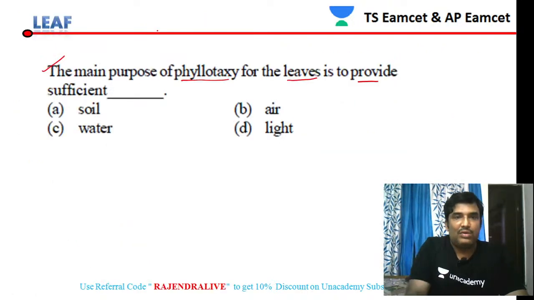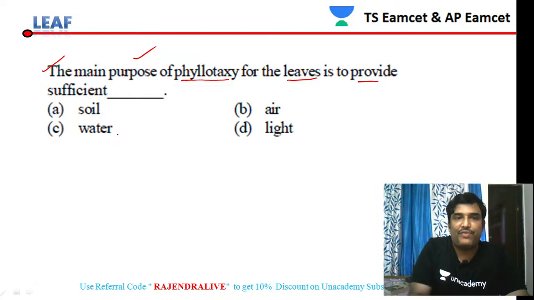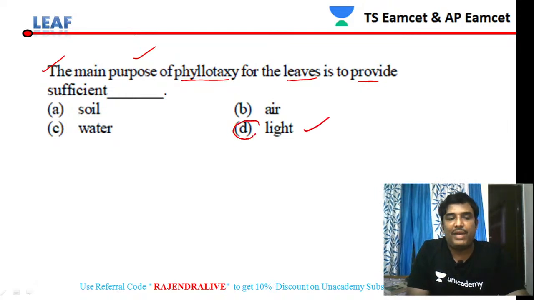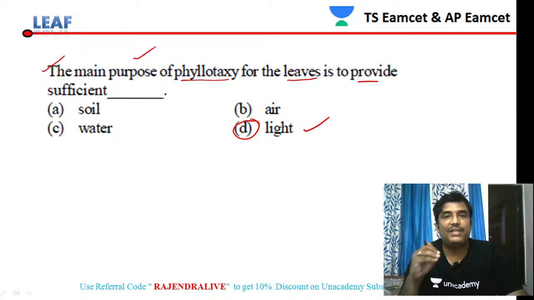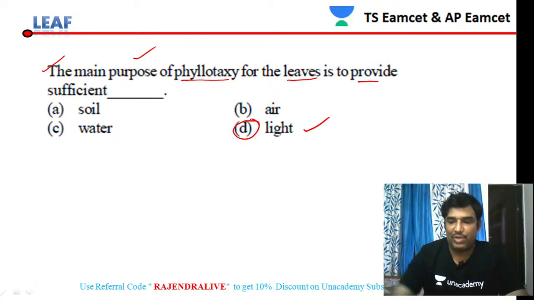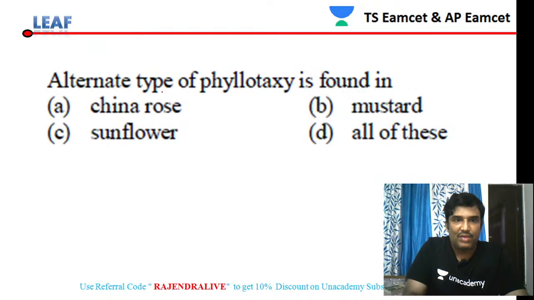Now the question was asking what the main purpose of phyllotaxy for the leaves is, to provide. The main purpose of phyllotaxy is to expose the leaves to the sunlight. So option D will be our answer. The main purpose of phyllotaxy for the leaves is to provide a sufficient amount of sunlight.